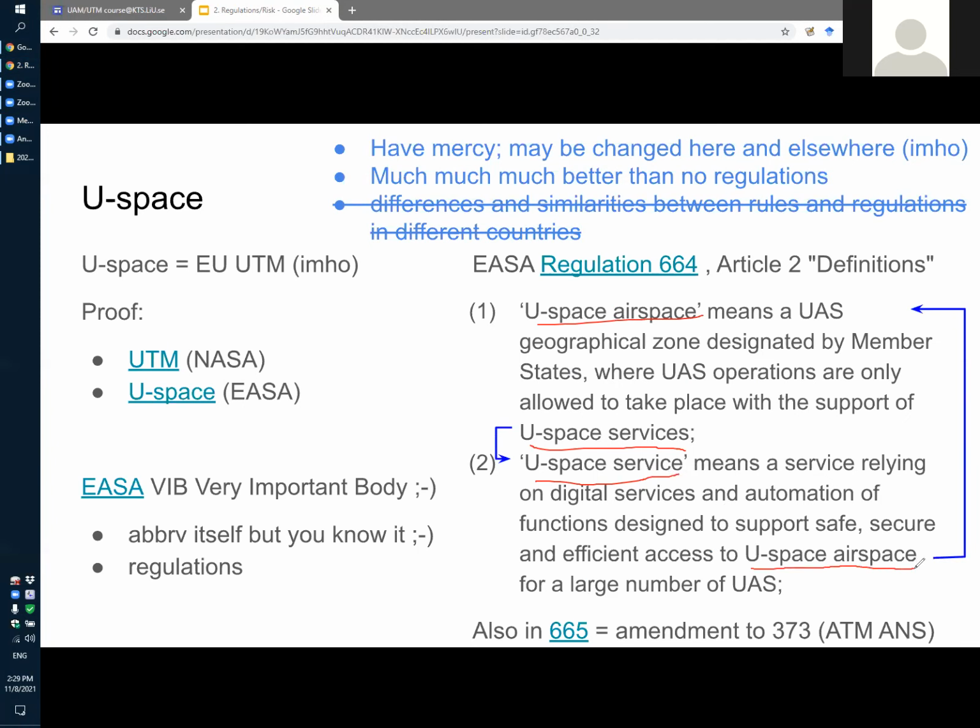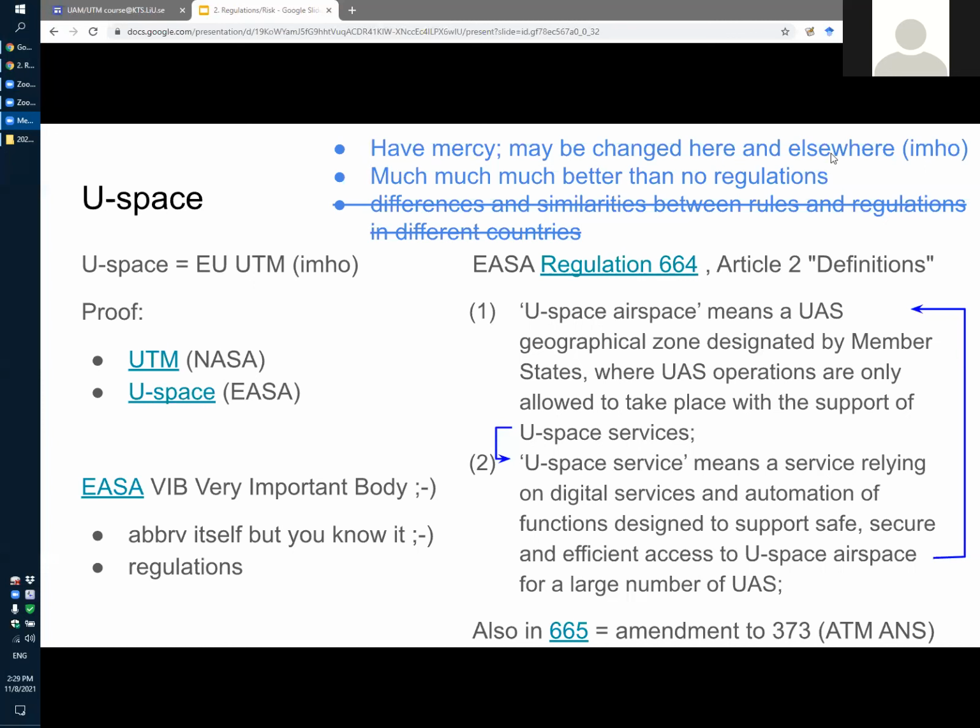And you can probably create an infinite loop in the recursion, saying that U-space airspace is something that uses services relying on the blah, blah, blah, and instead of U-space airspace, substitute the definition of U-space service, and so on. So I wouldn't say that's an ideal definition from a purely technical or mathematical point of view, but nevertheless, it's a definition. These are two definitions. They are fine, and they may change, and the regulations may be amended, and so on.